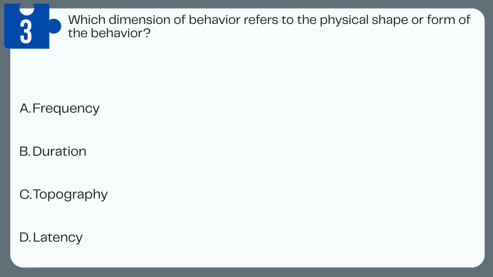Question 3. Which dimension of behavior refers to the physical shape or form of the behavior? A. Frequency. B. Duration. C. Topography. D. Latency.